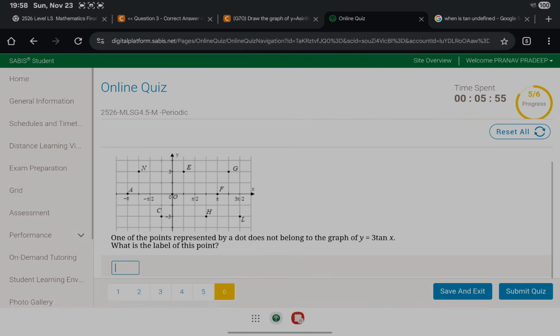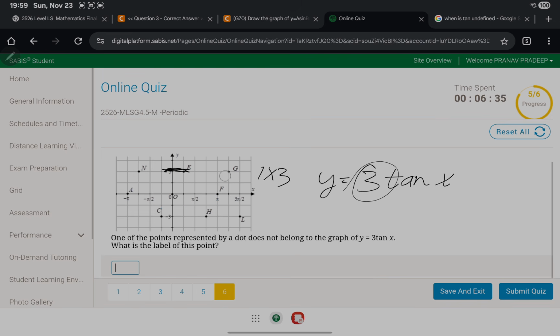One of the points represented by a dot does not belong to the graph of, so it's a tan function graph, so it's y equals 3 times tan x. So if you look at the values, pi divided by 2, it's 90 degrees here. Here it's 45. So if you take tan 45, try taking tan 45 on your calculator. You get 1, and you multiply it by 3, because you have 3 here. So it corresponds to the y value of 3.